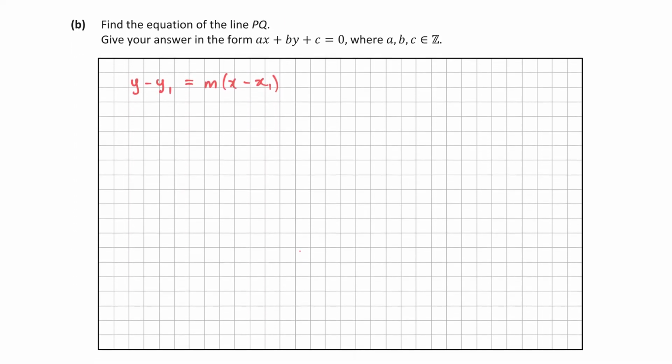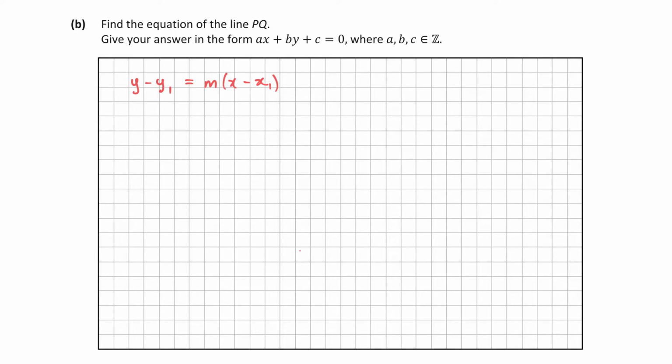So we come back down here, and like I said, we've got P being 4, 2, and we've got m being equal to 3 over 4. We just need to label them x1 and y1 so we can fill those values in. So y is going to stay as y, minus y1, in this case 2, which will be equal to 3 over 4 times x minus, and the x1 value there is 4. What we need to do now is just tidy it up.